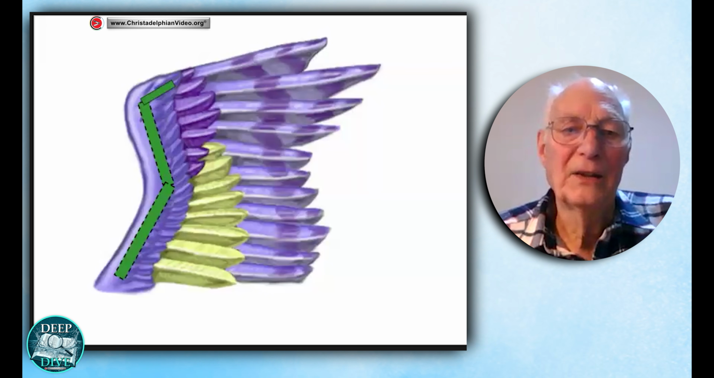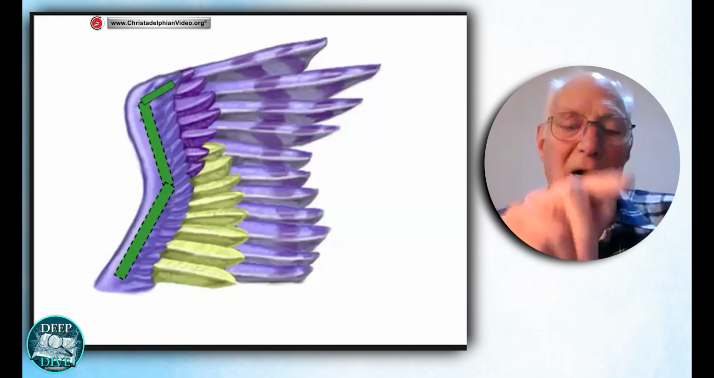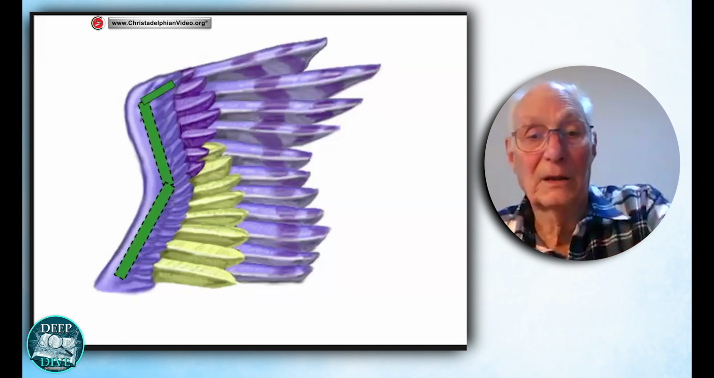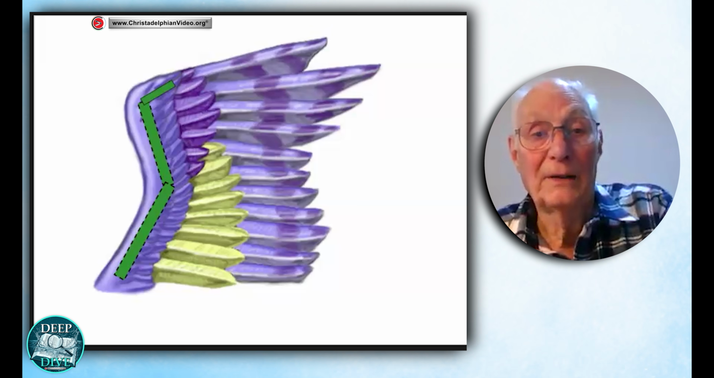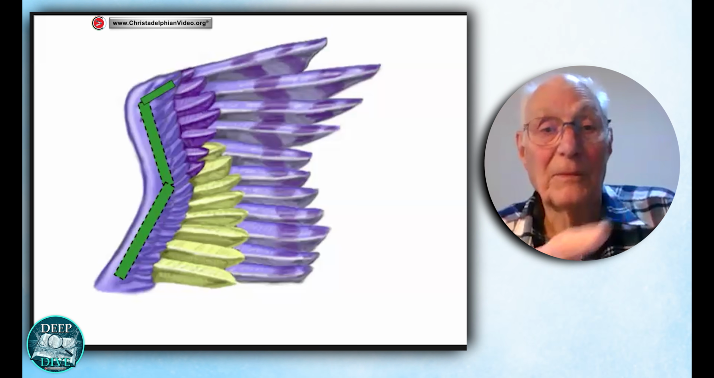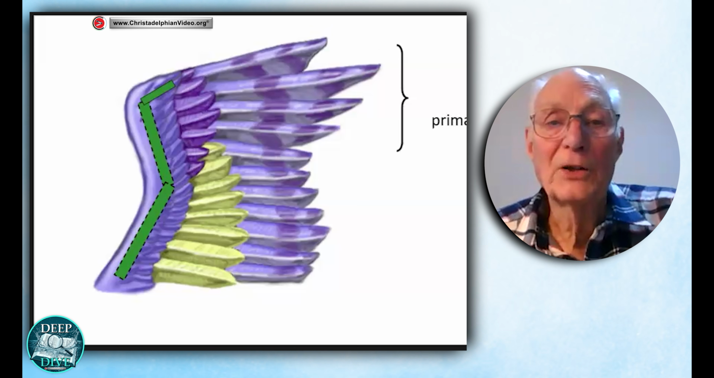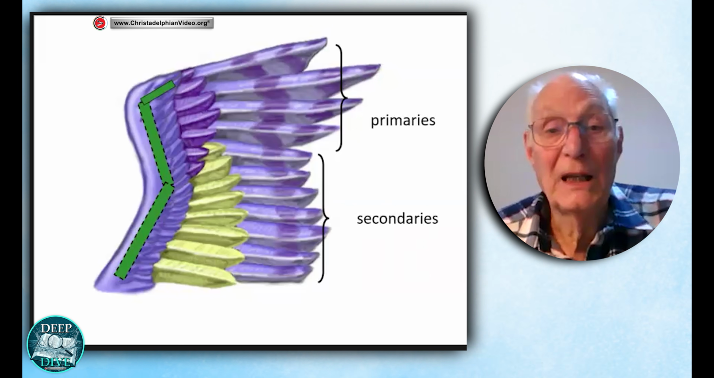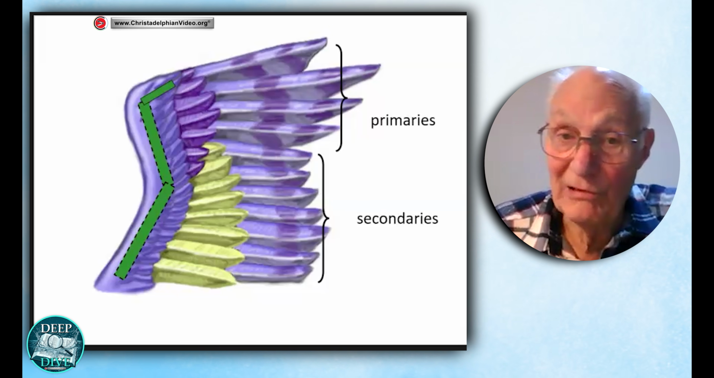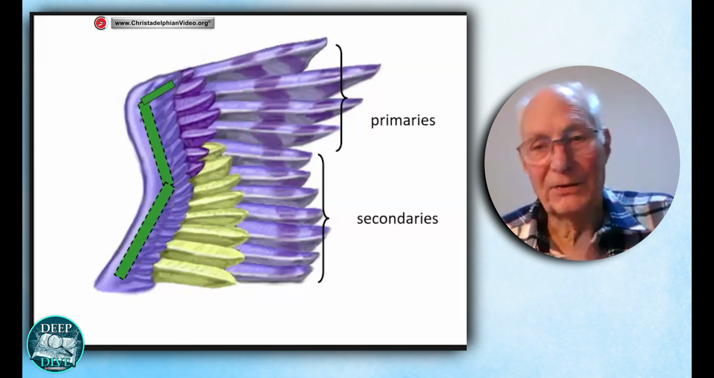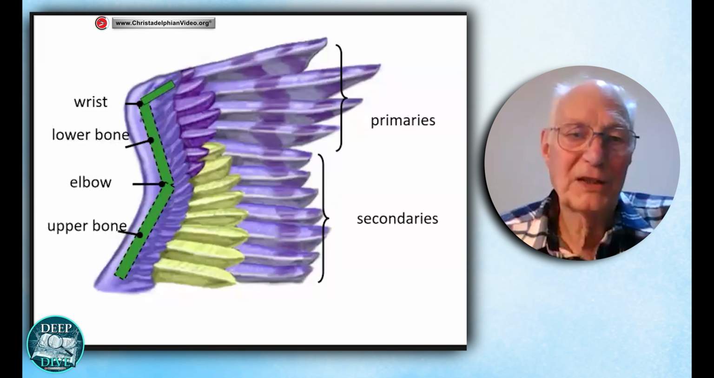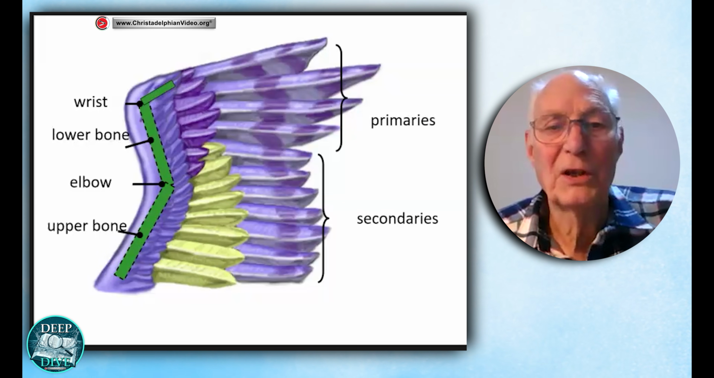You can see the bones in the front part of the wing there, which correspond to our arm bones, and right at the very end, the wrist, where it turns the corner. Those feathers on the end of the wing are called primaries, and the ones nearest to the body are called secondaries. Okay, that's the classical naming for them. So there's the wrist, there's the lower bone, there's the elbow, there's the upper bone, or humerus, as we call it.